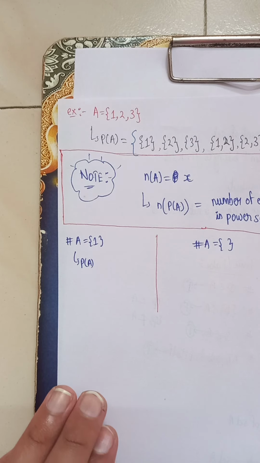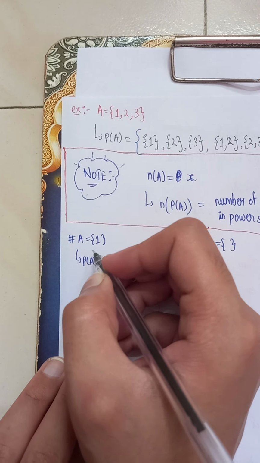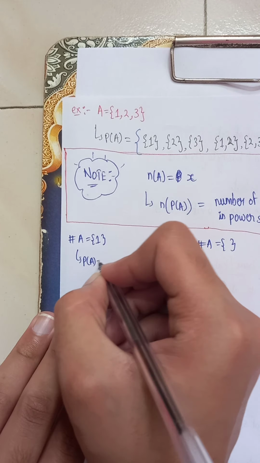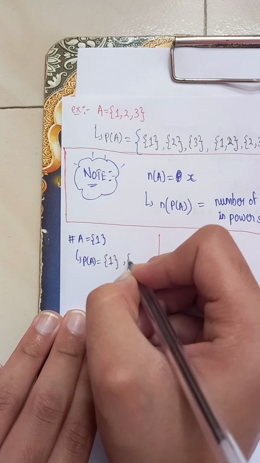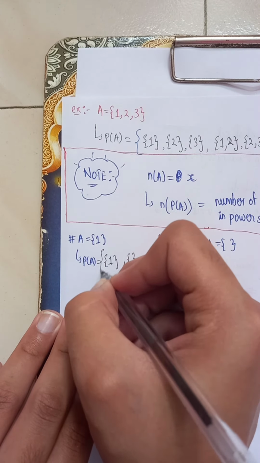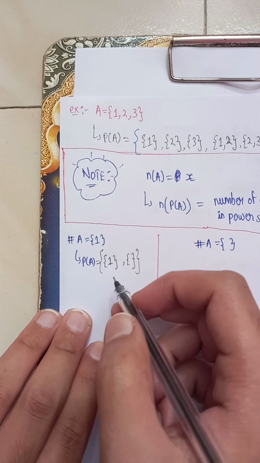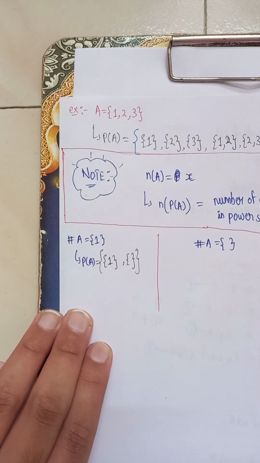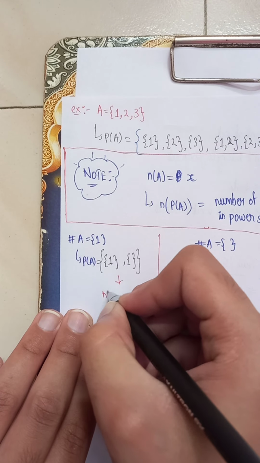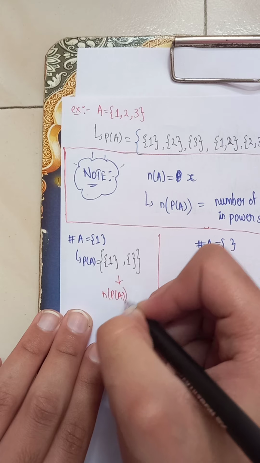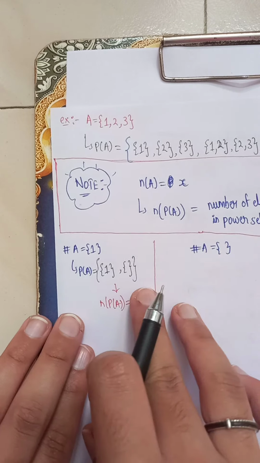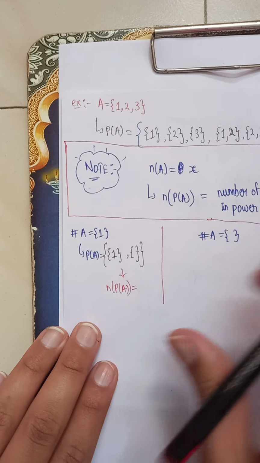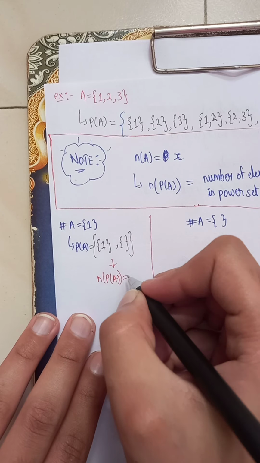Let's solve this example. Suppose set A is equal to {1}. We need to write the power set of set A. You first write the subsets, that is {1} and the empty set. So the power set of A is written like this. The number of elements in the power set of set A is equal to the number of subsets of set A. How many subsets do we have here? 1, 2. So the number of elements in the power set of set A is 2.